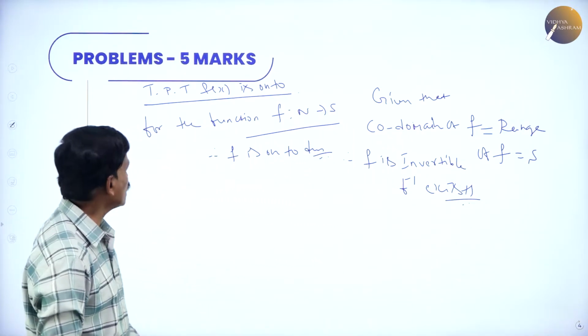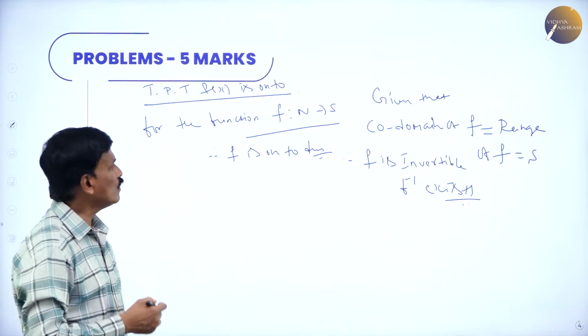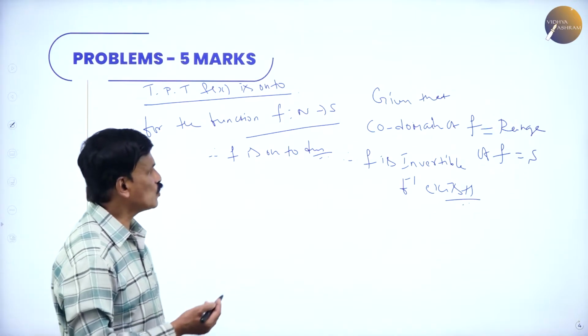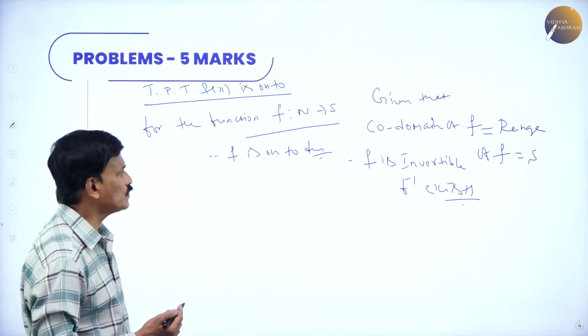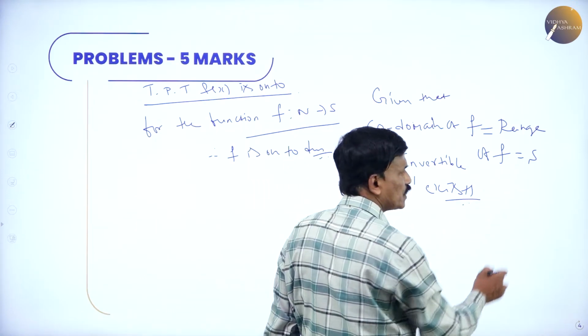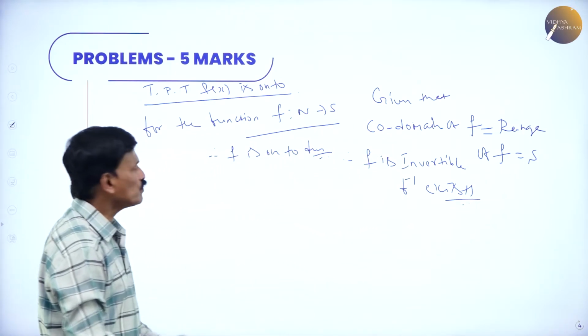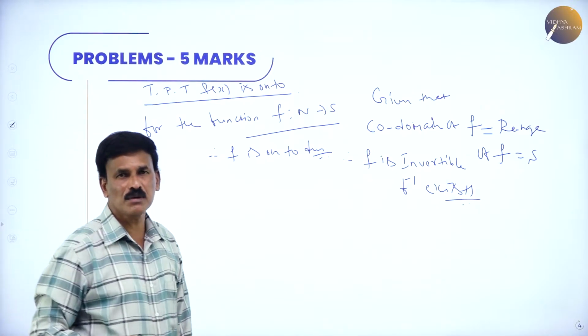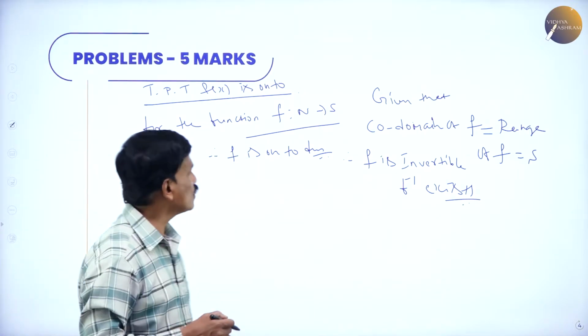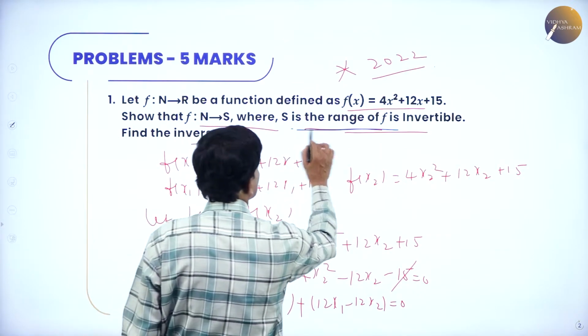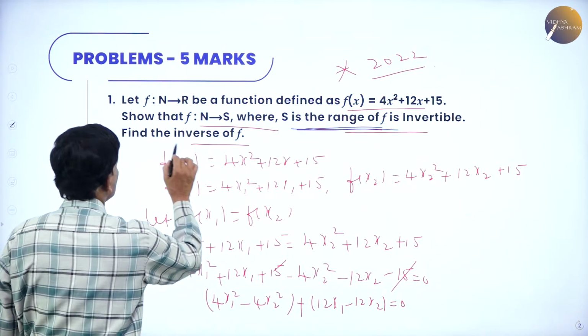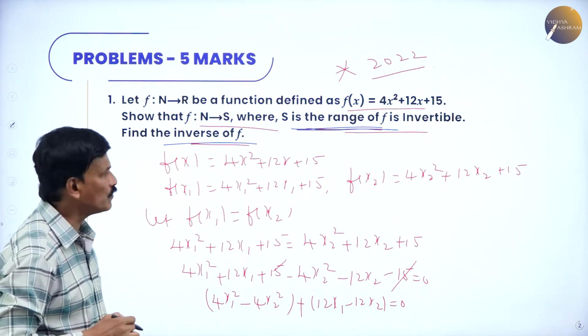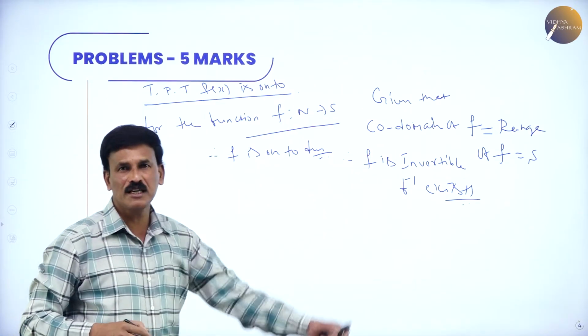The second part is very simple. For the function f from N to S, given that the codomain of f is equal to the range of f, that is equal to S, therefore f is an onto function. Therefore, f is an invertible function. Now, find the inverse. What is given here? S is the range of f, and f is invertible. Find f inverse.